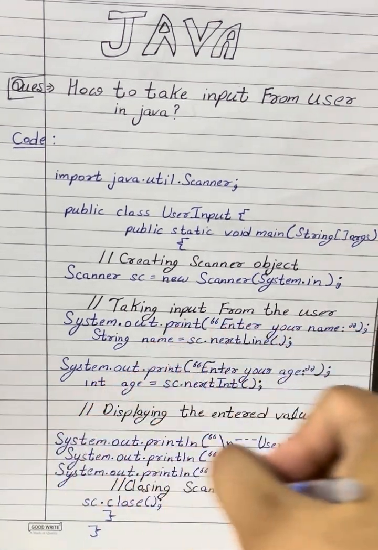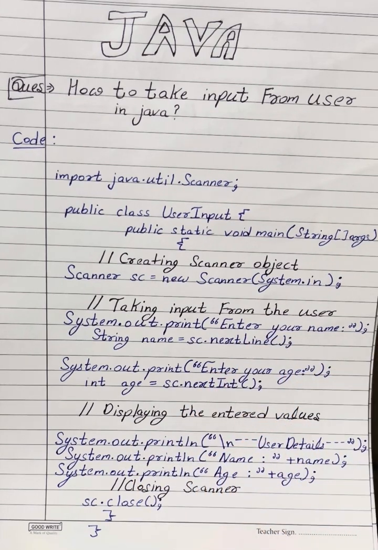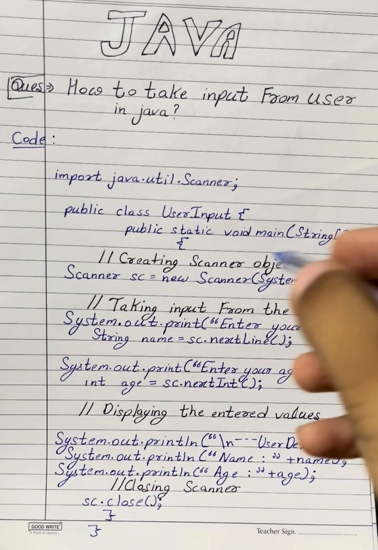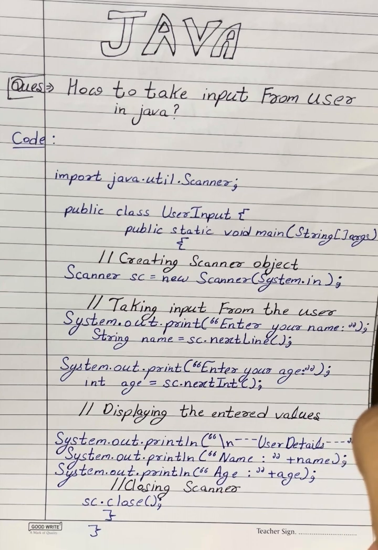And after that, we will display these entered values using this code. Here we will use the System.out.println method, and these statements display the values that are entered by the user. Like if we enter the name Ram, and then his age 25, then it will be shown as output.